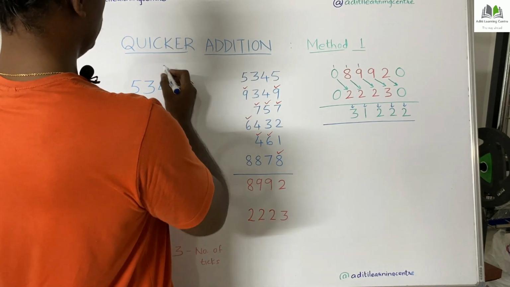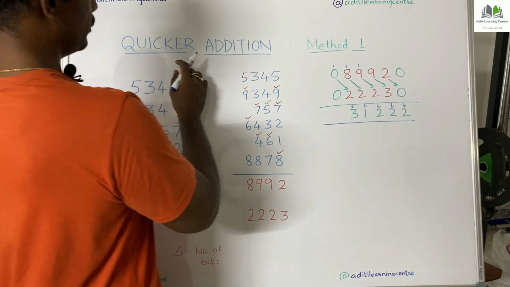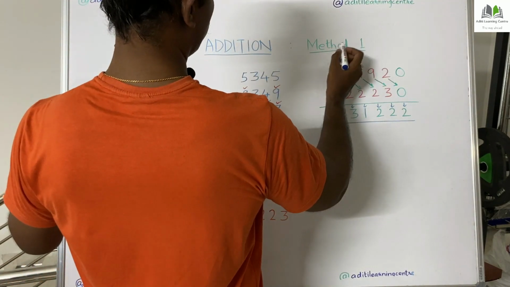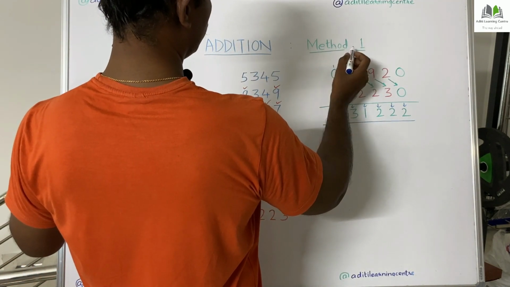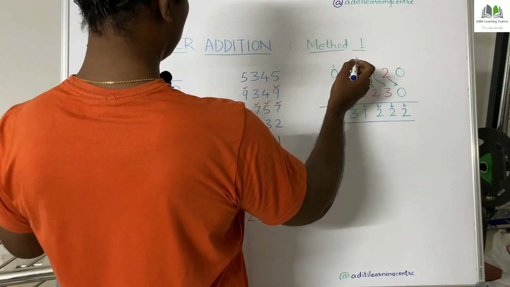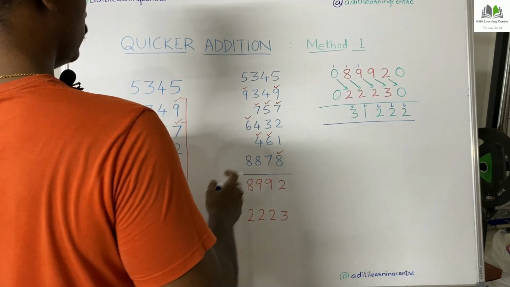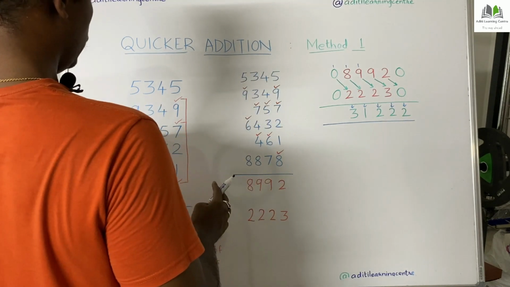Today we are going to see a quicker method of addition. For the time being, we will name this method as method 1. So when is this method useful?